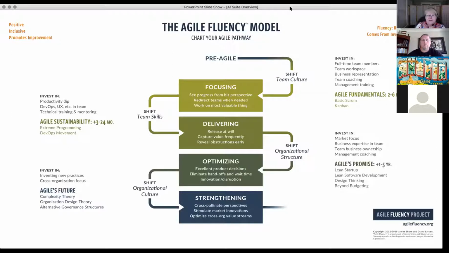And so then we begin to look beyond that. What we have seen as the most fundamental baseline, though it's not always the first thing that people tackle, is what we call the focusing zone. And it is a shift in three ways. We are shifting from working as individual contributors to working as part of a collaborative team. We call that a team culture shift.